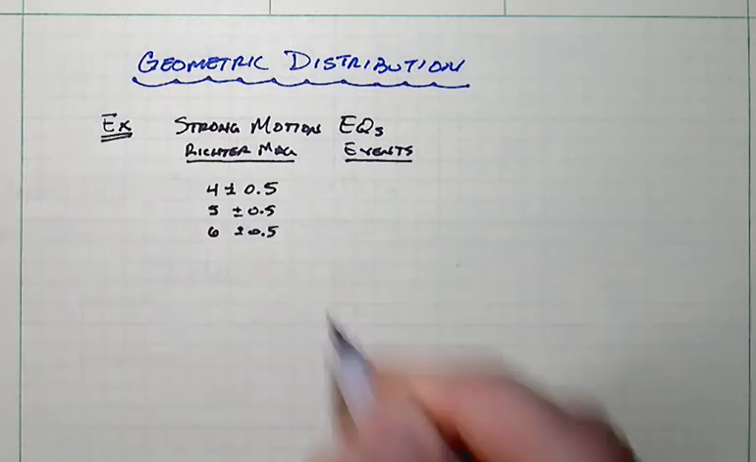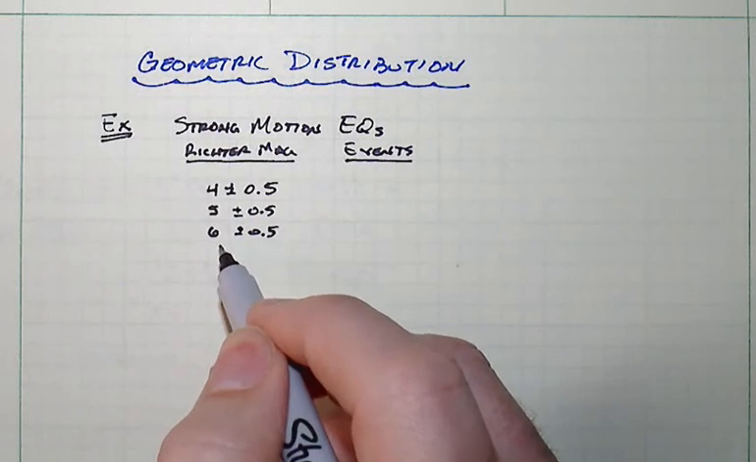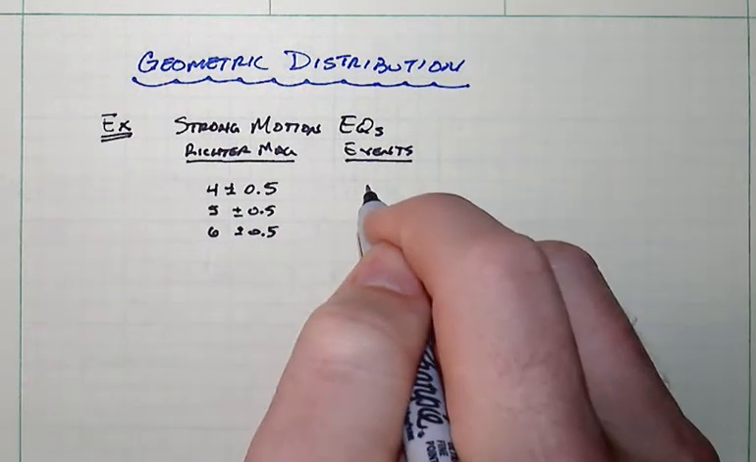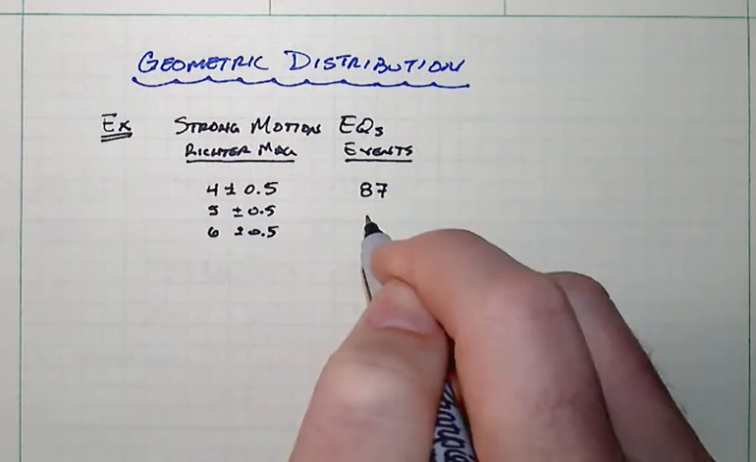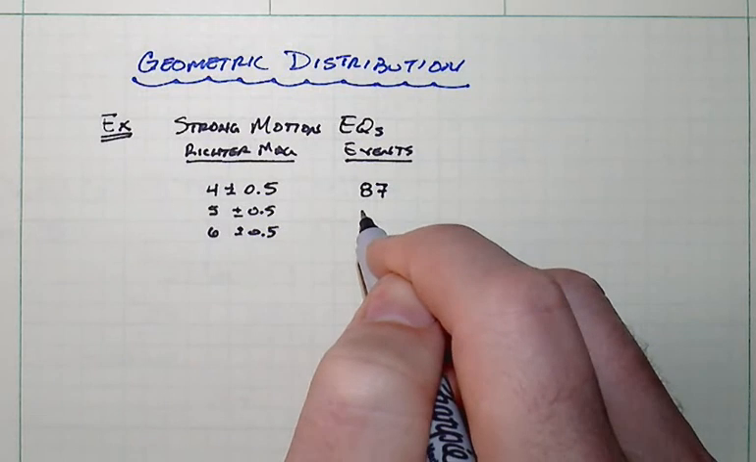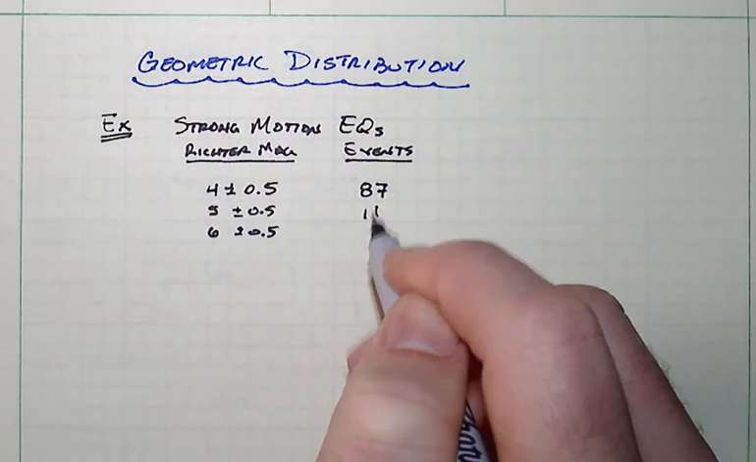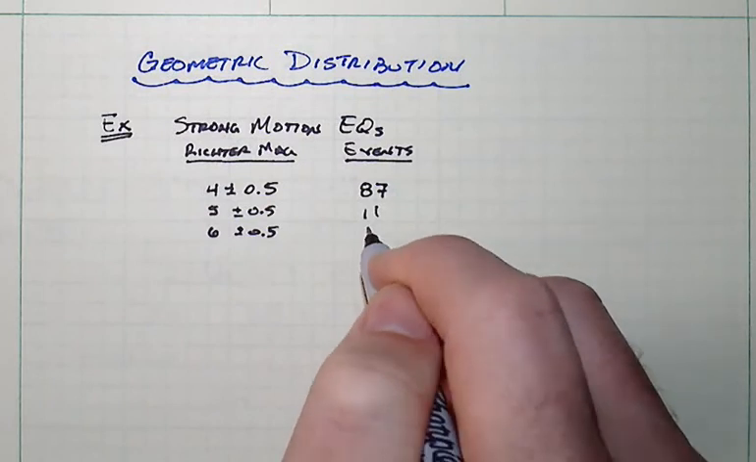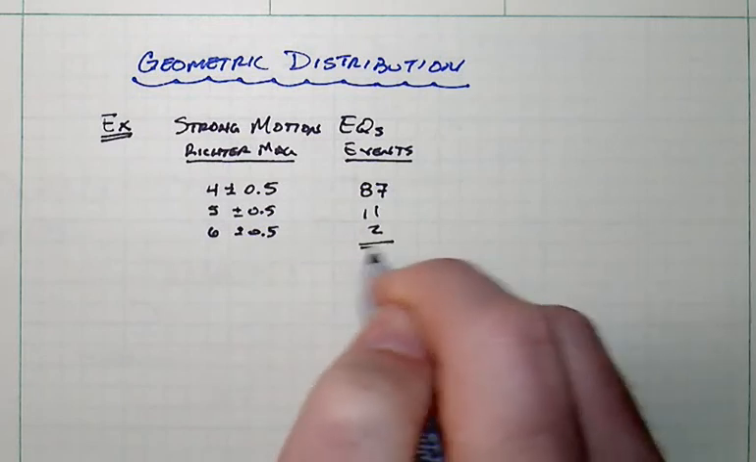So if we had an event that was 6.4, we'd lump it in here to 6. In this particular location, we've recorded over that sample time frame 87 events that were in that region of 4 plus or minus a half, 11 in that 5 plus or minus a half, and only 2 in that 6 plus or minus a half. Conveniently, that adds up to 100.